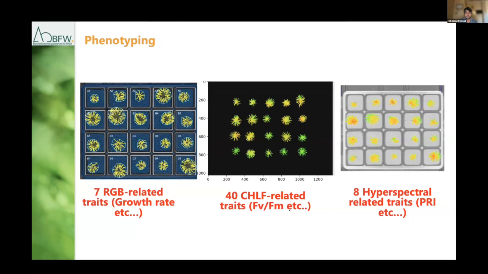So from phenotyping, from all these sensors, from RGB, we estimated the plant growth. From chlorophyll fluorescence imaging data, we were able to estimate the photosynthetic ability of the different plants. And from hyperspectral data, we calculated different vegetation indices, which tell you the vegetation health. And in total, we had around 56 different traits, which we captured using all these different sensors.